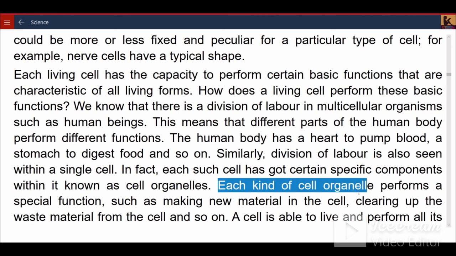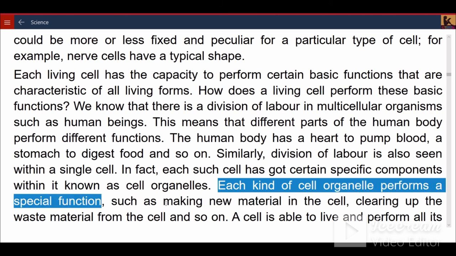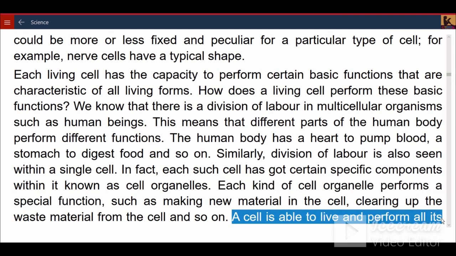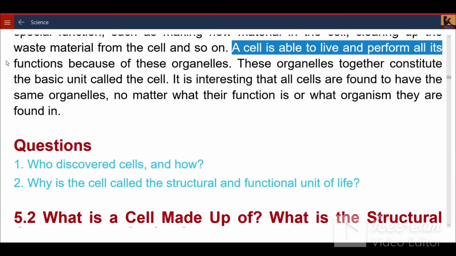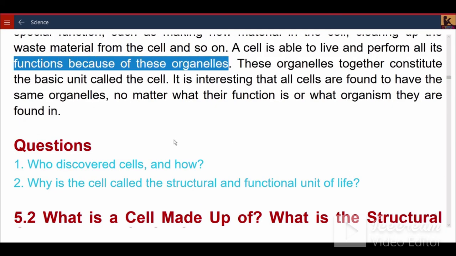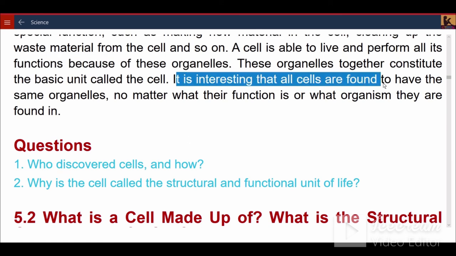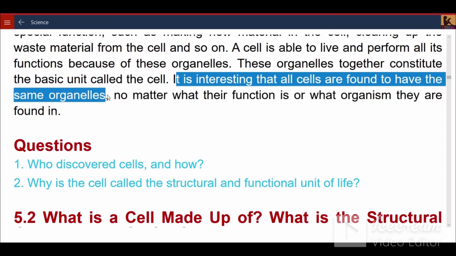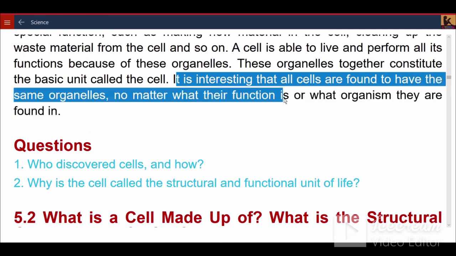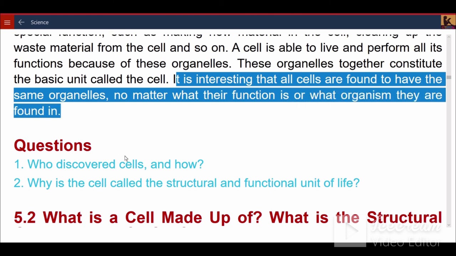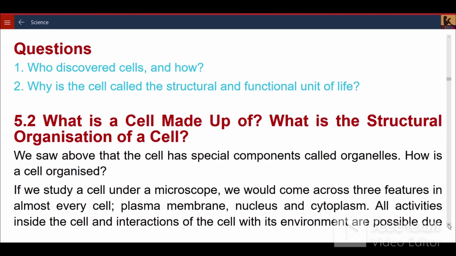Each kind of cell organelle performs a special function, such as making new material in the cell, clearing up the waste material from the cell, and so on. So you can say that a cell is able to live and perform all its functions because of these organelles. It is interesting that all cells are found to have the same organelles, no matter what their function is or what organism they are found in. So these are the basic concepts of the cell that we are going to study.